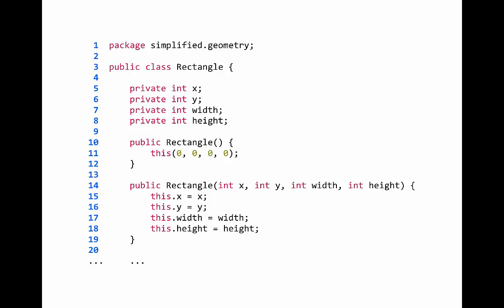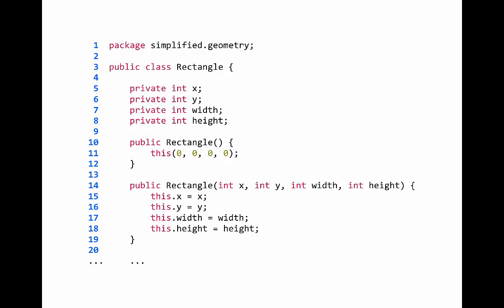Let's go through this class from top to bottom. First, we see the package name. Notice that this package name is called simplified.geometry. So this is not the rectangle class from the Java library. It's a simplified version of that.